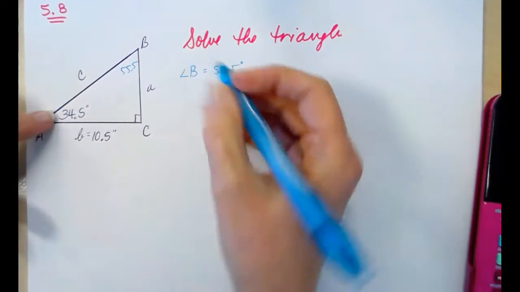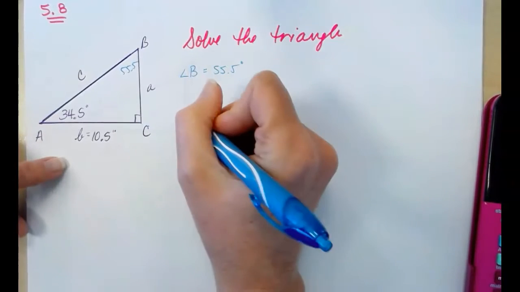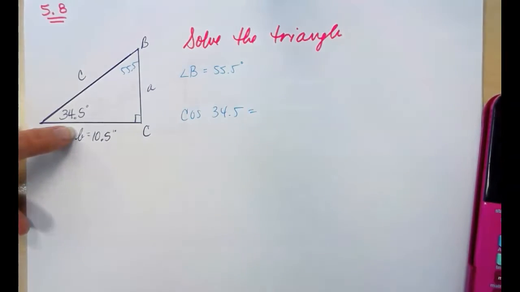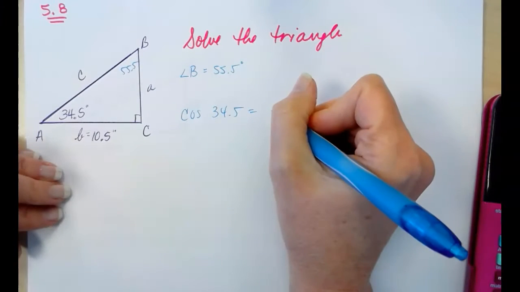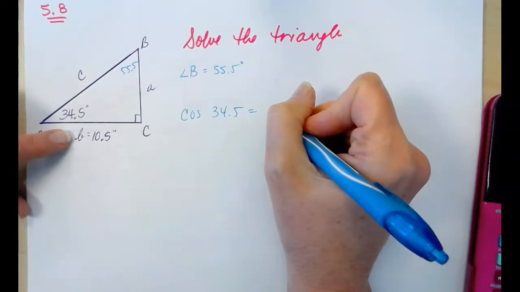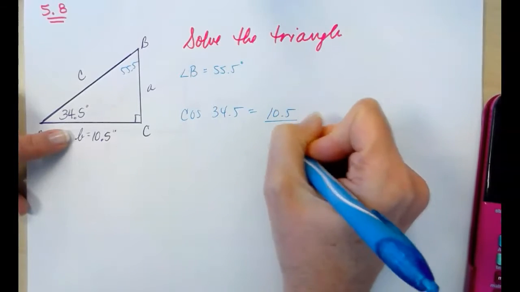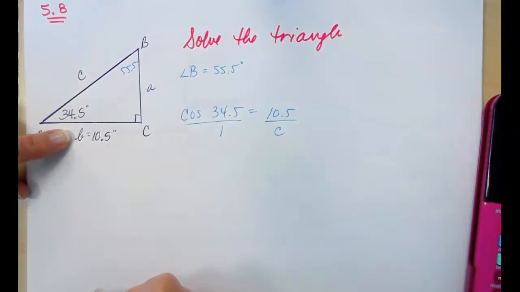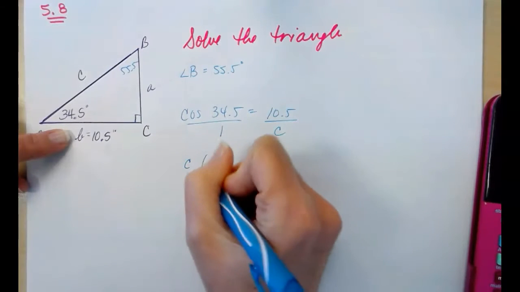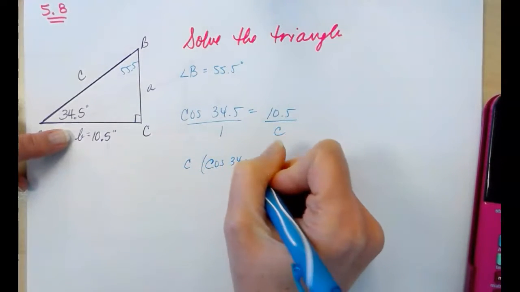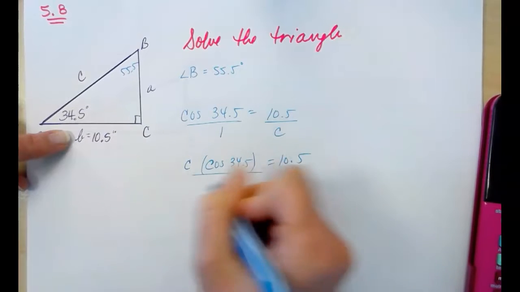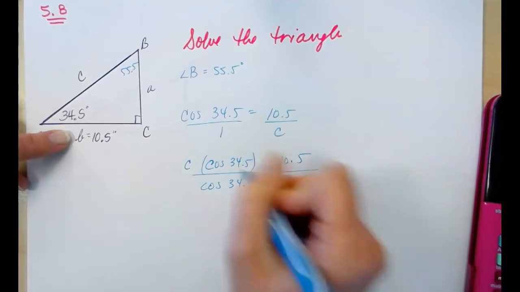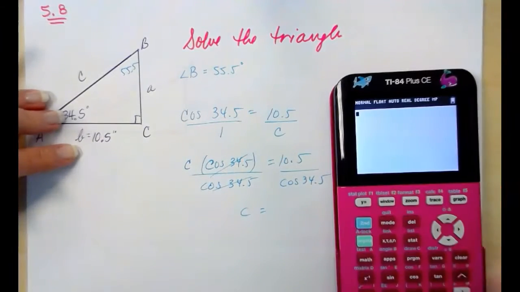Next, let's set up some trig ratios to find A and C. So we can use cosine. The cosine of 34.5, cosine is adjacent over hypotenuse. So the cosine of 34.5 equals the adjacent side 10.5 over C. From here, we just need to cross multiply and solve for C. So C times cosine 34.5 equals 10.5. Divide by the cosine of 34.5, and we'll have little c.